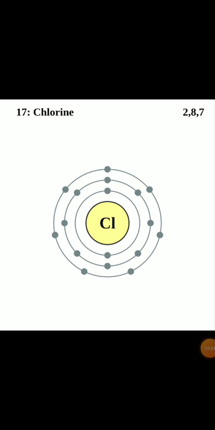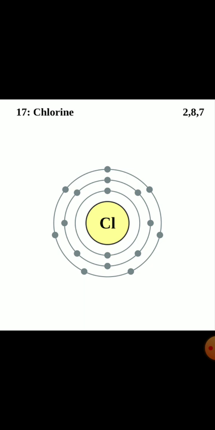Let us take an example of a non-metal, which is chlorine. Chlorine has atomic number 17. How will we write the electronic configuration for it? It will be 2,8,7. Why is it so? We know that in the first orbit we can fill a maximum of 2 electrons. In the second orbit we can fill 8 electrons.